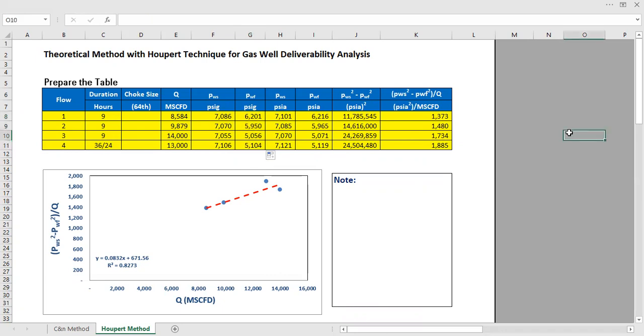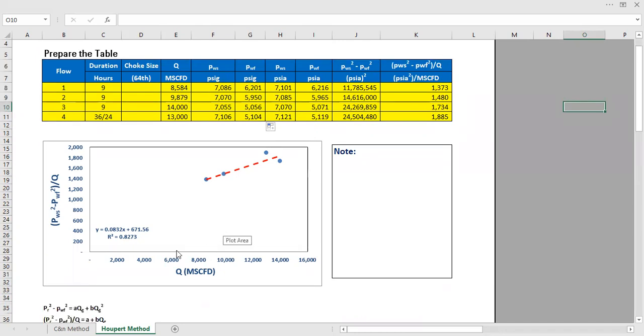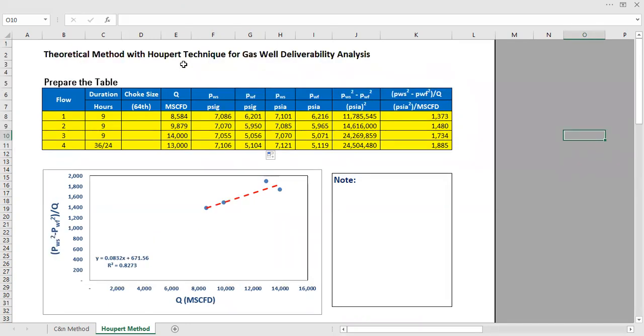Okay, so that's super easy. And then we create this plot. So for this plot, for the horizontal axis, it's the flow rate. Okay, so this is the technique using this Hopper technique. So for the horizontal axis, we plot the flow rate in MSCFD. And for the vertical axis, we plot this term, PWS squared minus PWF squared divided by the flow rate.